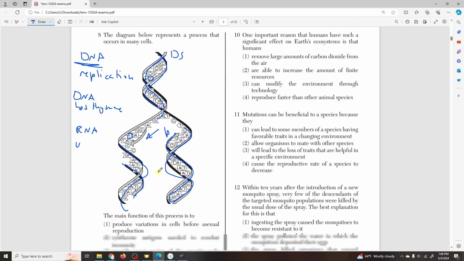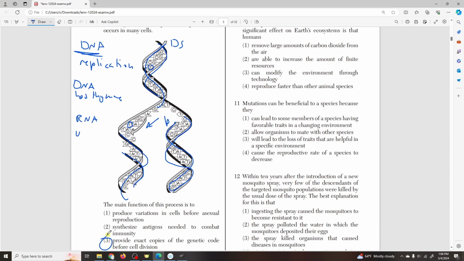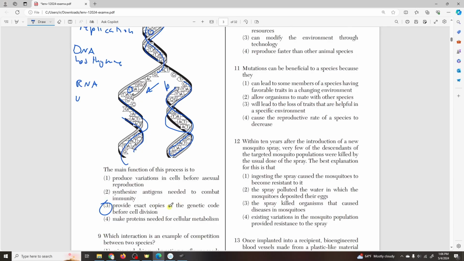DNA replication, of course, is needed to provide exact copies of genetic code before cell division, right? Because this is going to produce two identical copies of itself, right? Option 1, produce variations in cell before asexual reproduction. That would be a mutation. Also, that's not a process. That's a random chance.